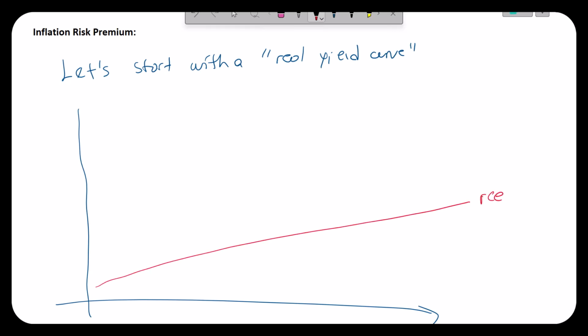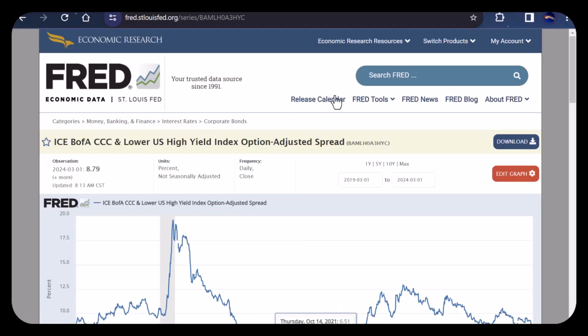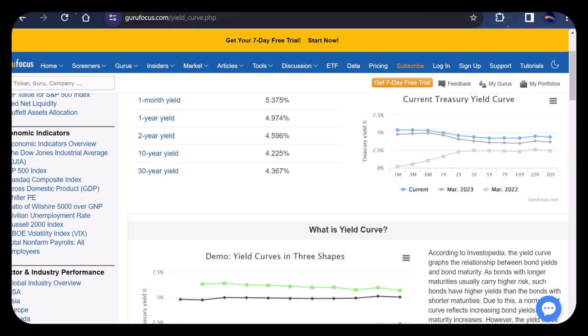This is the real yield curve. In fact, let's go ahead and look at those numbers. I think we did, but let's do it again. We lose nothing.